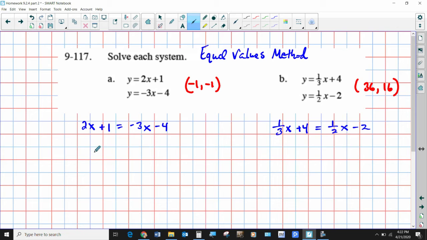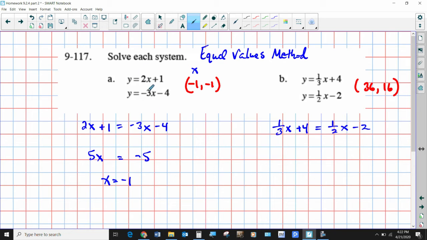I will add 3 x's to each side. I will take away 1 from each side, and that ends up being a -5. So 5 times x equals -5, which means x has to be equal to -1. So using the equal values method, it tells you what x is, but you still have some more work to do to figure out what y is equal to.